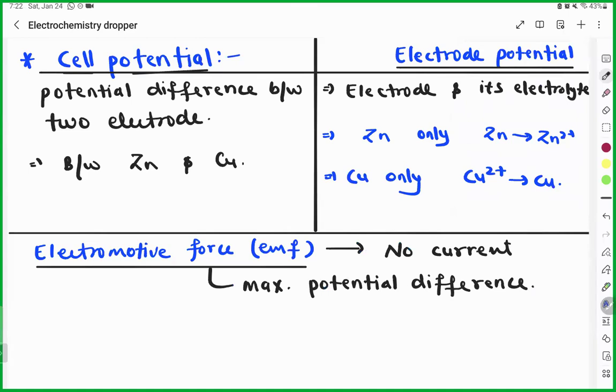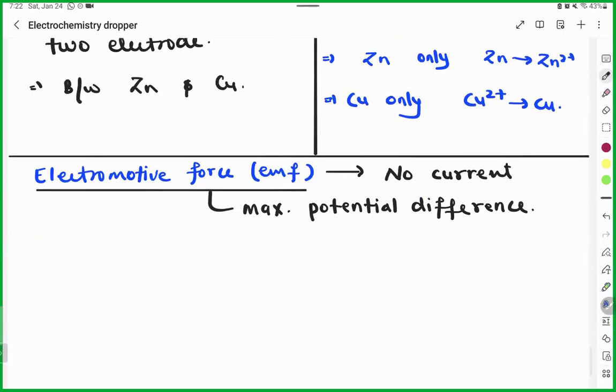When you buy a battery, maybe it will be written that it will give you 2 volt, but in reality you never get 2 volt. You will get 1.5 or 1.8. So that is the real potential difference. And when you explain this cell reaction, you combine the reactions together.